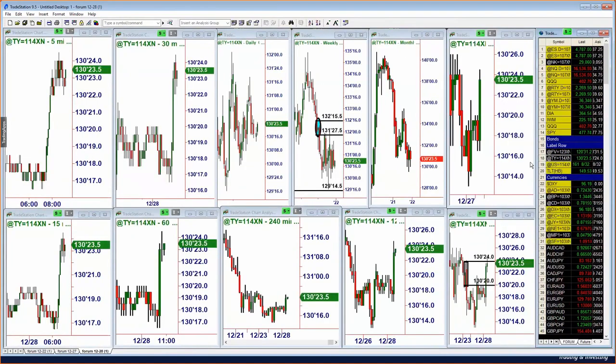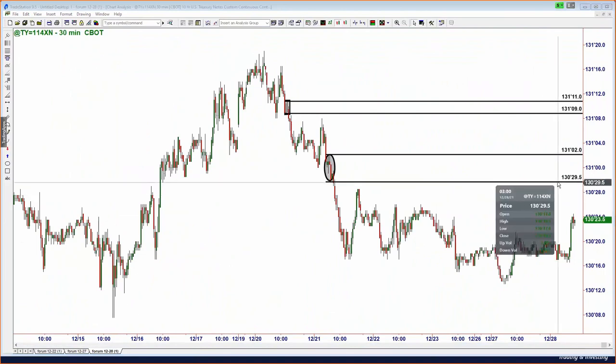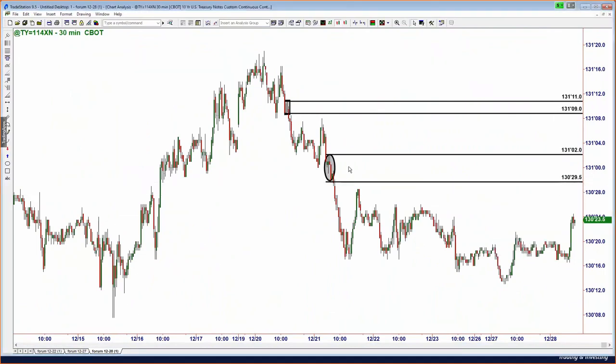So the 10-year has a, I believe it's right up here. There it is. So we have a couple overnight supply zones here. That's what the gray circle means. Remember, we color code, I'm throwing a lot at you now, I know that, but we color code our supply demand zones based on probability, right? Structure, location.